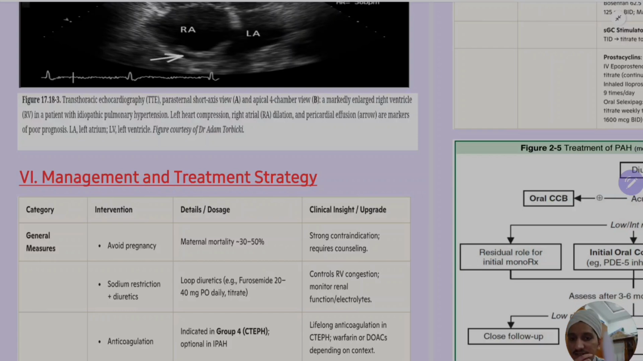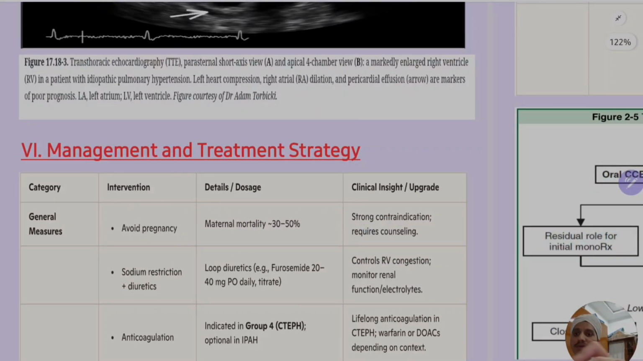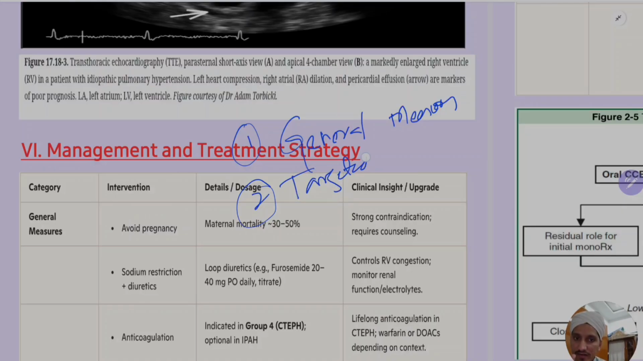Then how do you manage the patient? Management can be divided into two steps. One is general measures. The second one is targeted therapy. So you can see here.